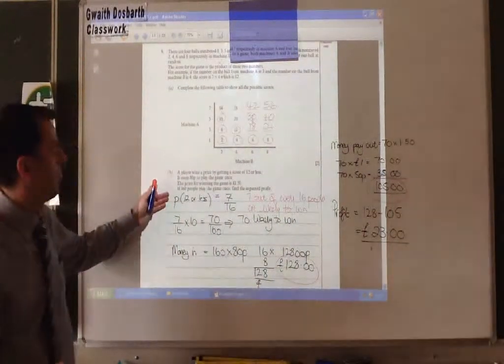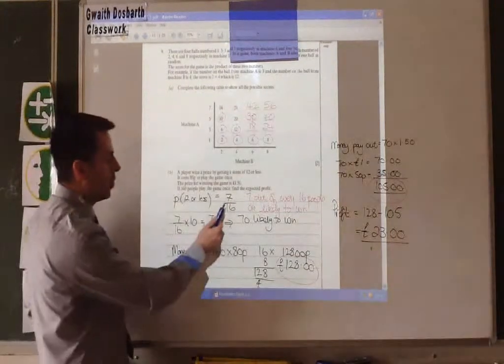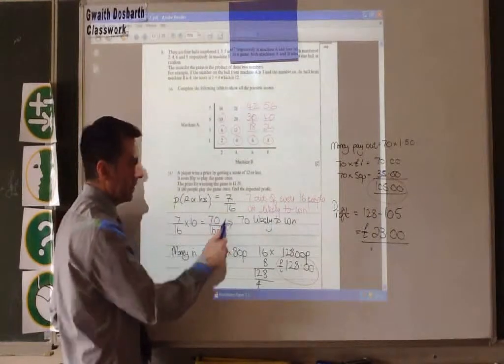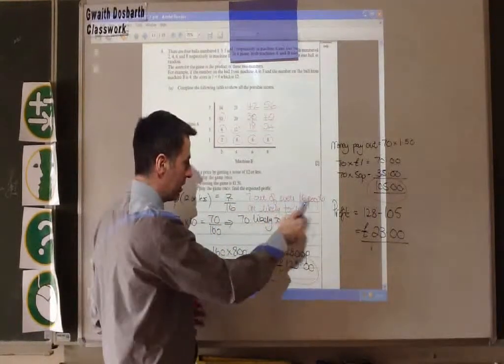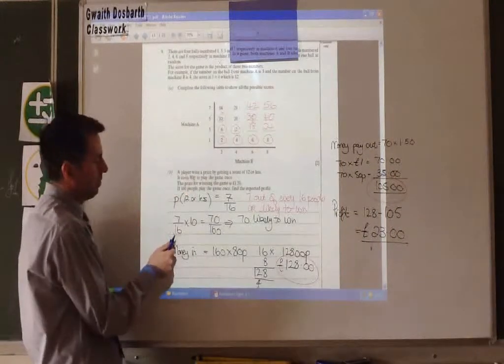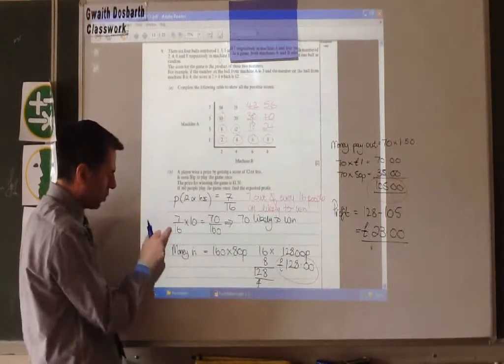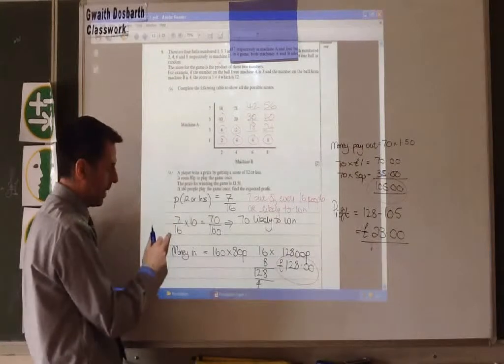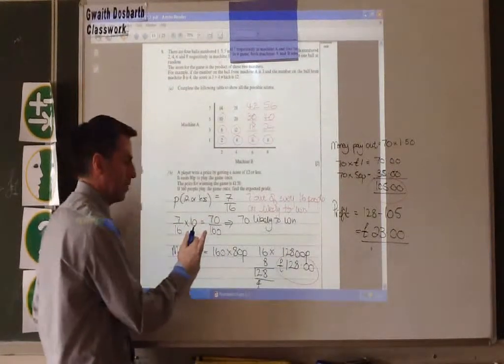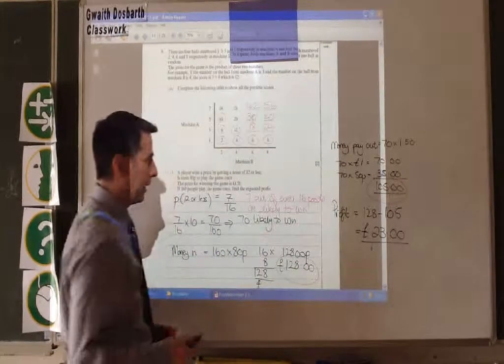So again, let's just run through that because it is a difficult question. First of all, we need to work out the probability of winning, and we need to know what that means. So the probability of getting a 12 or less is 7 out of 16. That tells us that 7 out of every 16 people are likely to win. We are told in the question that 160 people are going to play. So if I multiply top and bottom by 10, it tells me that 70 out of 160 are likely to win. So 70 people are likely to win.